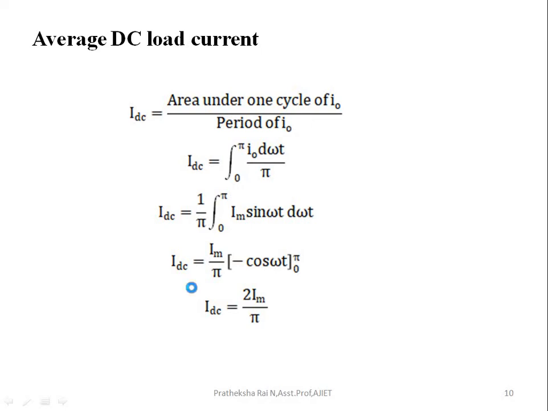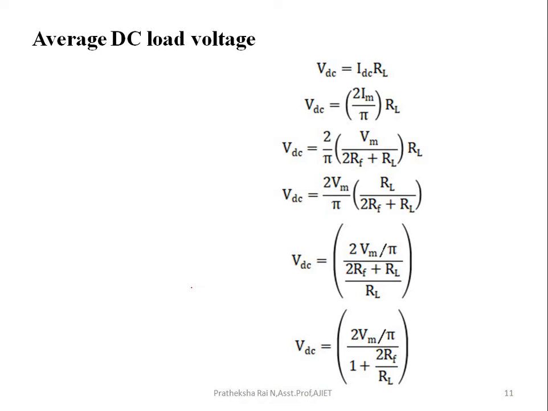Now let us find the average DC load voltage. By Ohm's law, what is the equation? VDC is equal to IDC into RL. What is IDC? IDC we have got just now. It is 2 Im by pi. So I have substituted that here into RL.